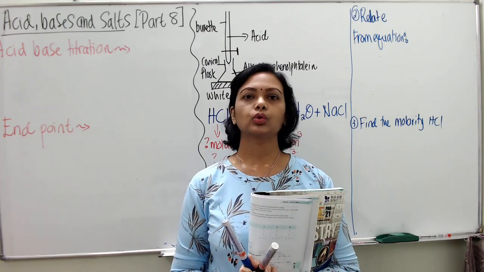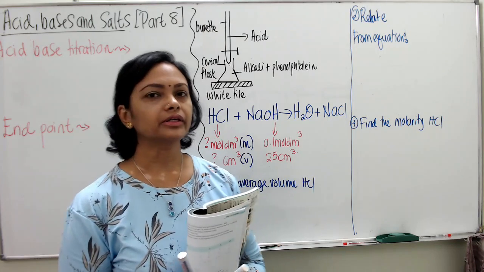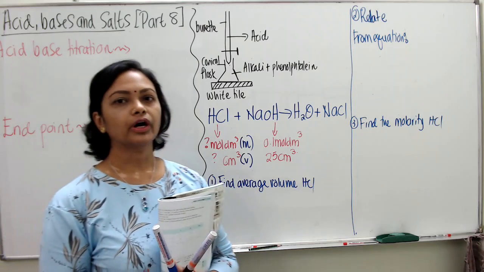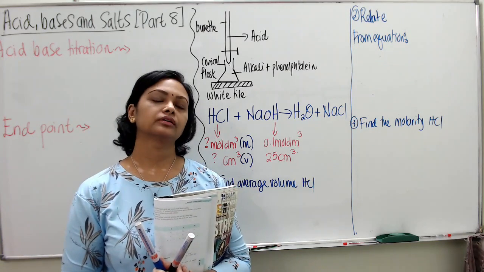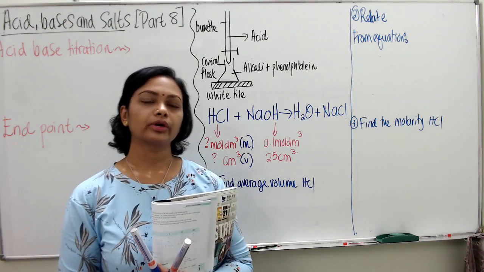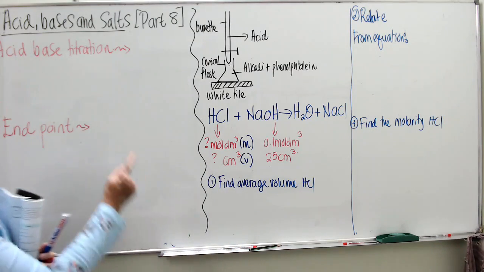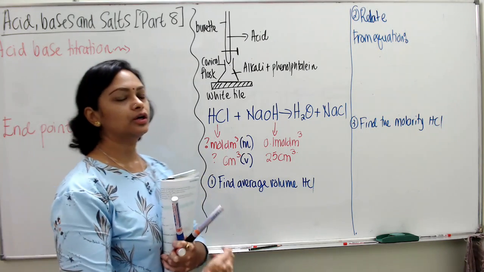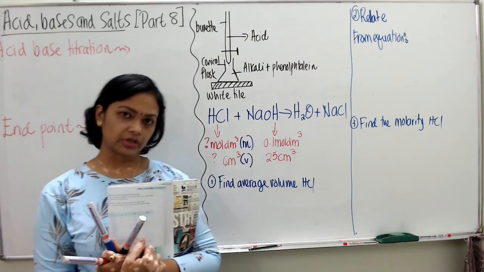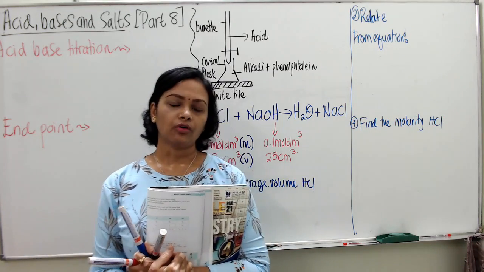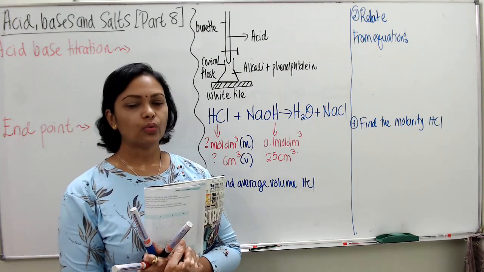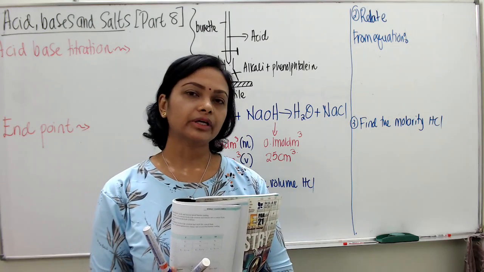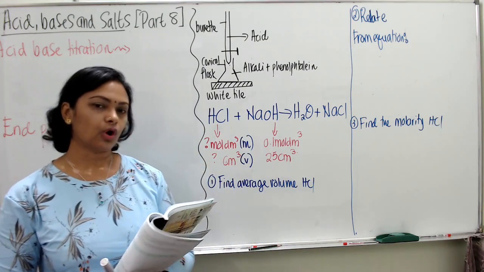Today we are here to continue on acid base, the chapter acid, base and salts. We are doing part 8 today, and the subtopic that I am going to discuss today is on acid base titration, endpoint, and how to calculate molarity, which is concentration, and volume of a certain acid needed when you use a method called titration.